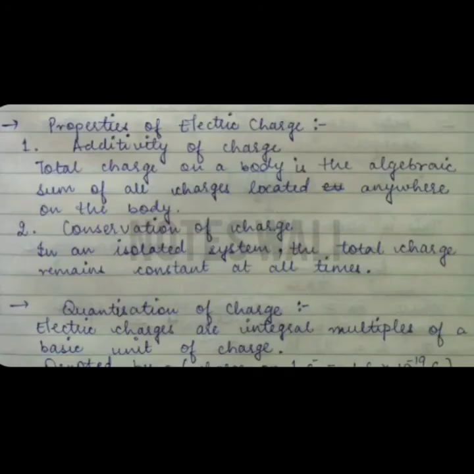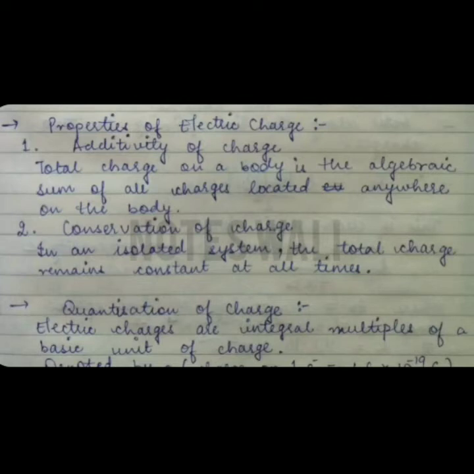Next is properties of electric charge, which are mainly three in this chapter. First is additivity of charge. The total charge on any body is added algebraically. Mention the similarities and differences between charge and mass. The similarity is that mass and charge both are scalar quantities and they are added algebraically. But the difference is that mass is always positive, whereas charge can be either positive or negative.